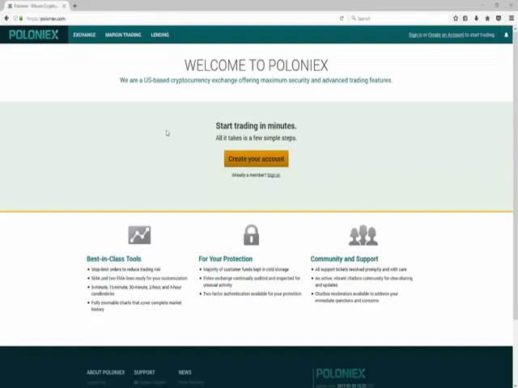Alright, so in this tutorial I'm going to show you how to use Poloniex. Poloniex is one of the biggest altcoin exchanges around, and they also tend to determine price discovery for some of the top coin markets. So the first thing you're going to want to do is click on this tab to create an account.